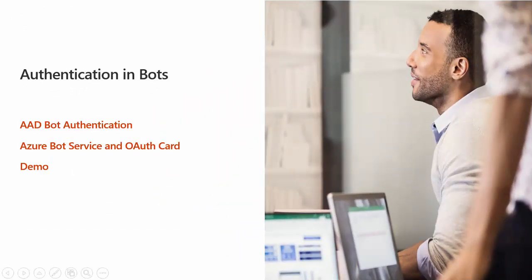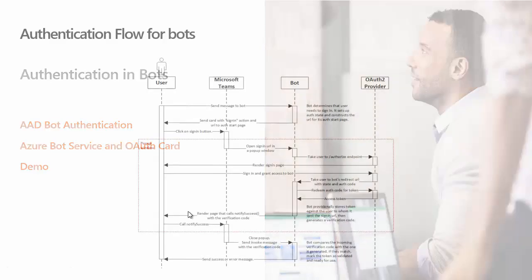When we authenticate in a bot, there are two approaches, and the simplest approach is going to be by far using the Azure Bot Service. But we'll talk about how the mechanics of authenticating to Azure Active Directory in a bot works, and then we'll review the Azure Bot Service and the OAuth card, and then a demonstration that reviews the code that we can use to make this happen.